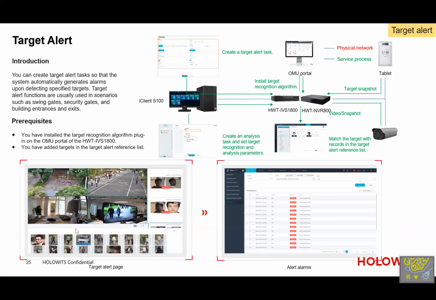Now, this part is mainly about the target alarm. It's similar to the previous content in the list library, as it is actually based on the target library. Target alarm functions are usually used in scenarios such as swing gates, security gates, and building entries and exits. Look at this, this is the alarm page.